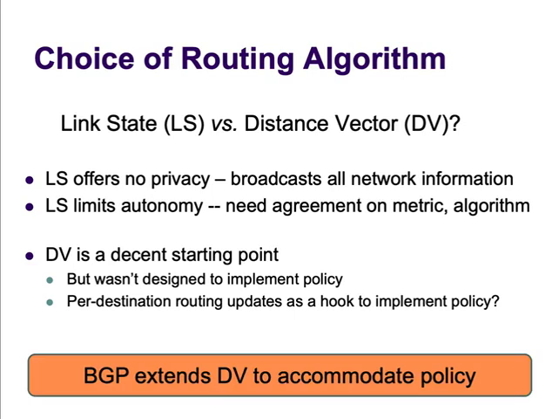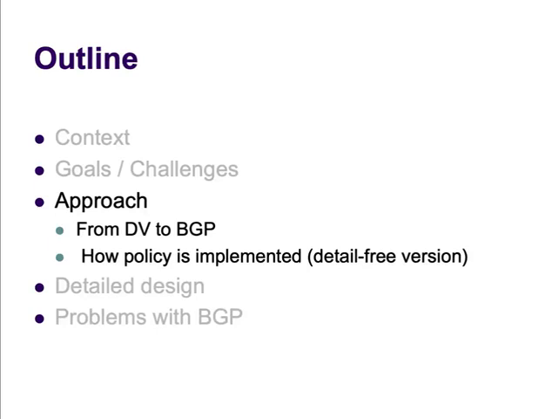That sounded big. We'll get to how that makes sense in a bit. So BGP extends distance vector in order to accommodate policy. BGP gets very detailed very quickly, so instead we're going to talk about going from distance vector to BGP at an approach level and how policy is implemented. Next lecture, we're actually going to get into the details of BGP messages and so on. But at this point, we're still in the general approach.